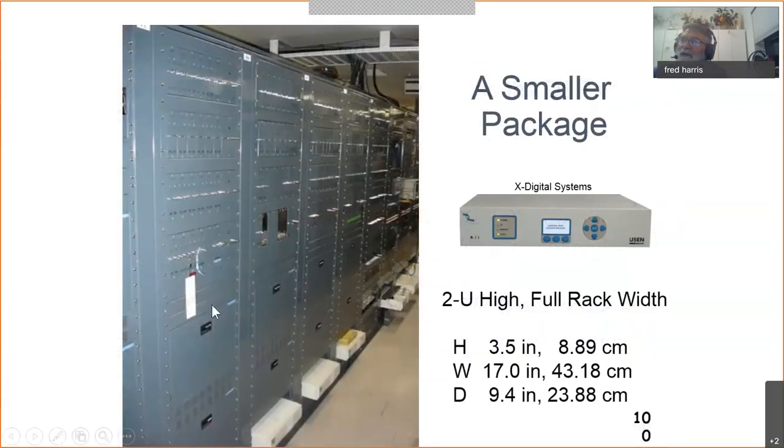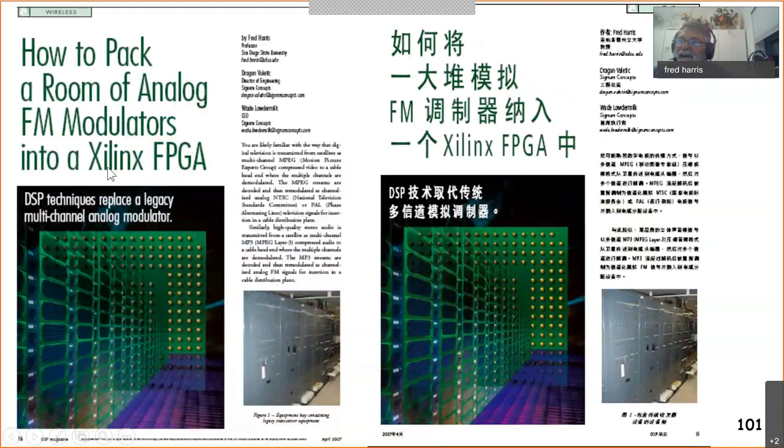We packed that room we just saw into this little box, which is 2U high. That means it's 3.5 inches high, 17 inches wide and 9 inches deep. That box and this room do the same thing. And we got a chance to write a paper using Xilinx. And here is me and Dragon Volatek, a very bright young former student, and Wade Loudermilk, similarly very bright. Now they're a little bit older, as I am a little bit older. And we describe what went into that design.